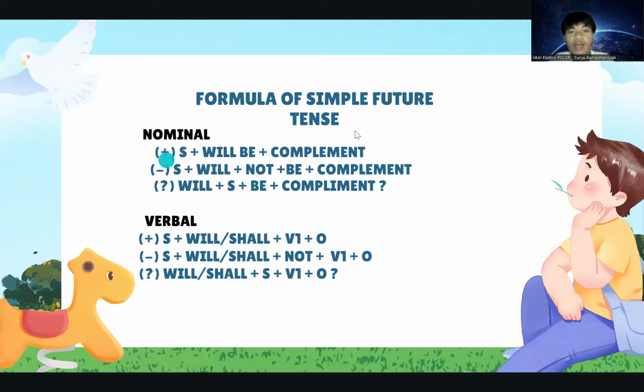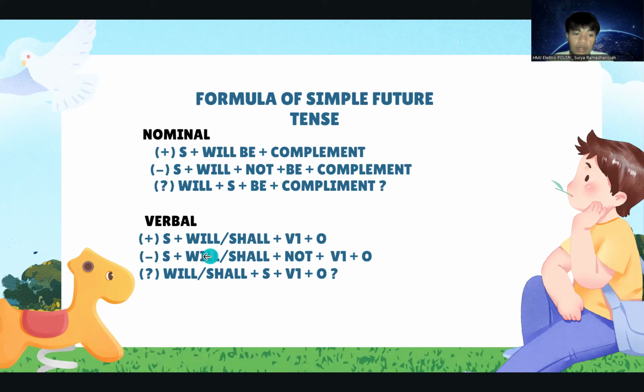So this is the formula of simple future tense. Just like before, these are the two categories of formula simple future tense. Nominal, positive form is subject plus will be plus complement. Negative, she will not, subject plus will plus not plus be plus complement. And then the last one is interrogative form is will plus subject plus be plus complement and then plus question mark. And then we go to verbal categories.